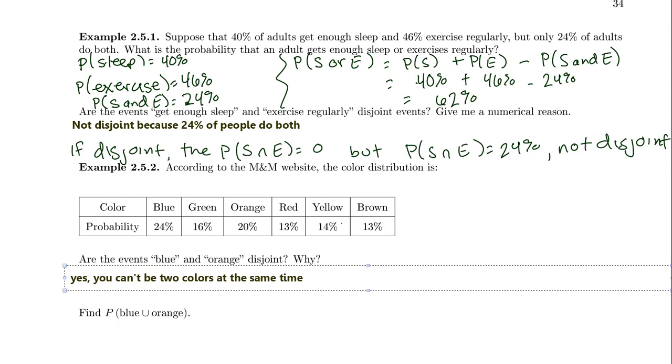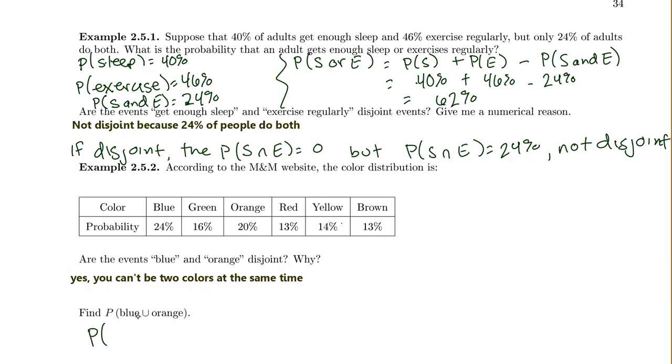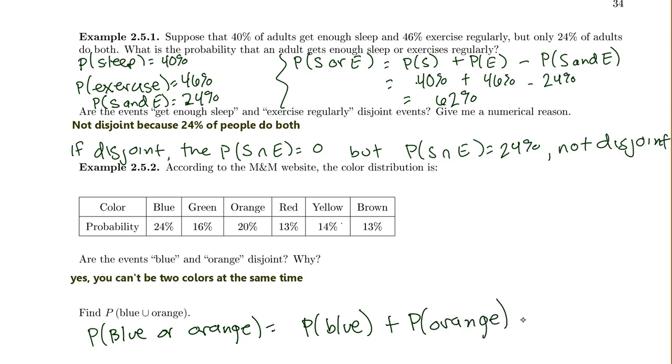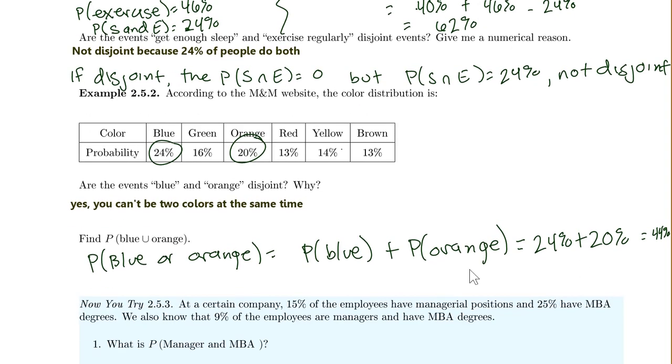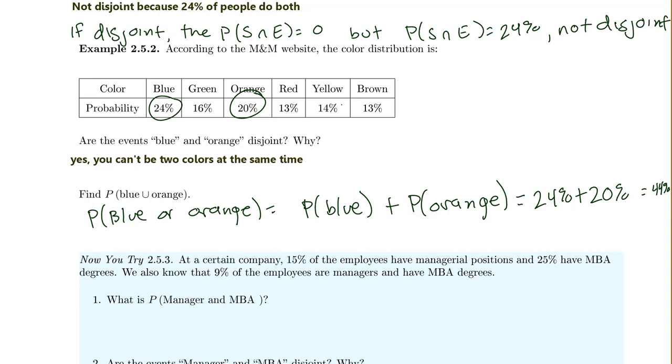So now let's find the probability of blue or orange. So the probability of blue or orange is going to be the probability of blue plus the probability of orange. And then you should think minus the probability of the intersection. But wait, we don't need the probability of the intersection because they don't overlap at all. So we can just stop there. So probability of blue is 24%. Probability of orange is 20%. So we're at 44%. Okay, now pause it. Try this next one yourself.